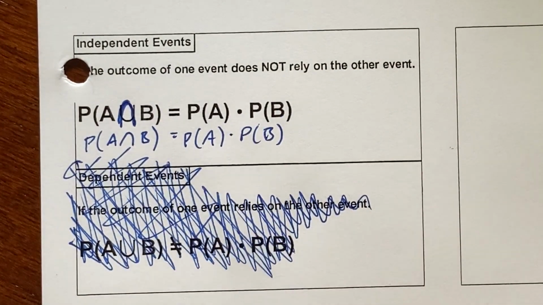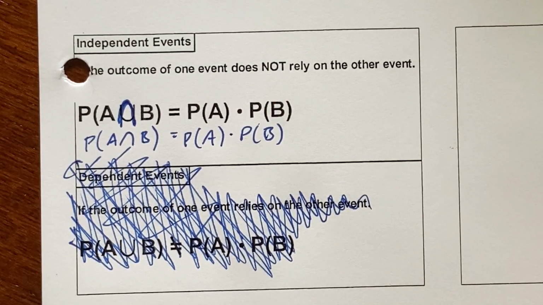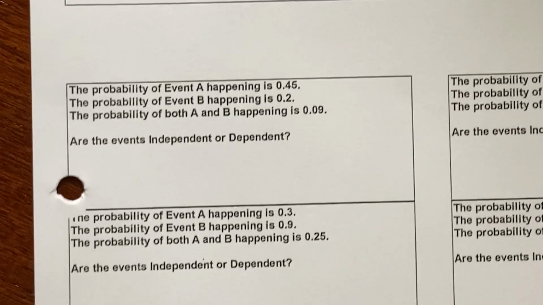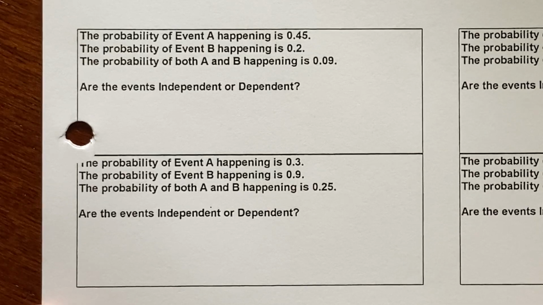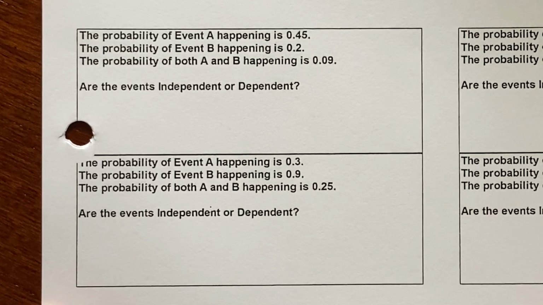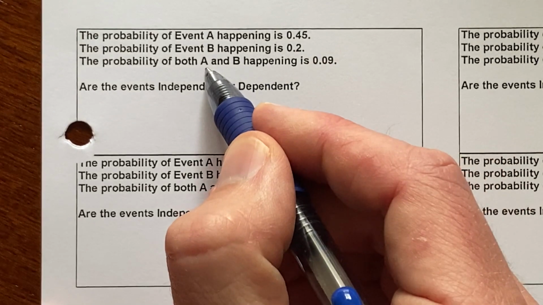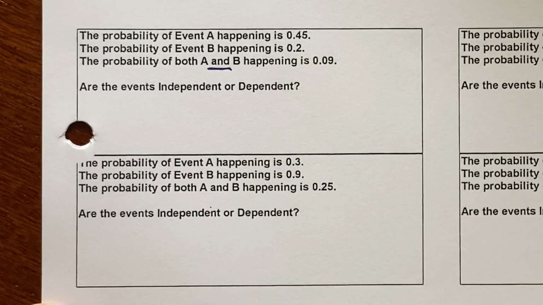So we're going to look at independent events and we're going to say, are these things independent or not? We're not going to decide if they're dependent, that kind of stuff. It doesn't really make sense today. We're going to look at very specific examples, just a couple of them. So the probability of event A happening is 0.45. The probability of event B happening is 0.2. The probability of both A and B happening is 0.09.